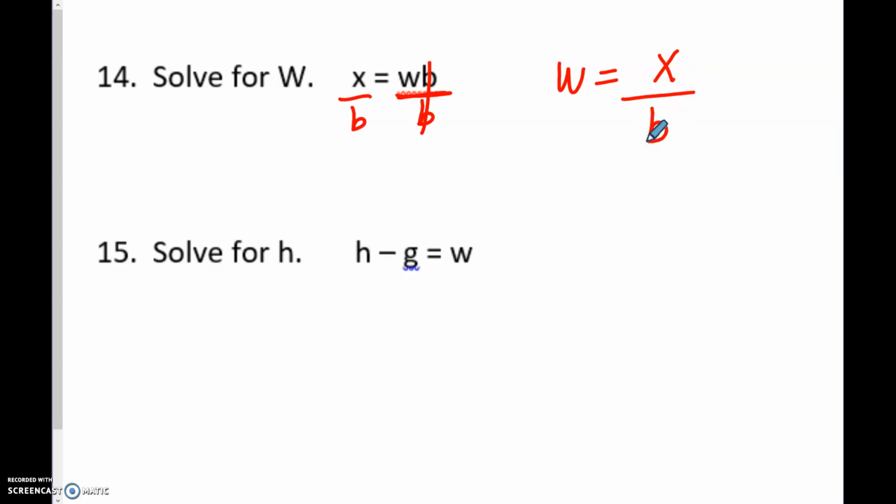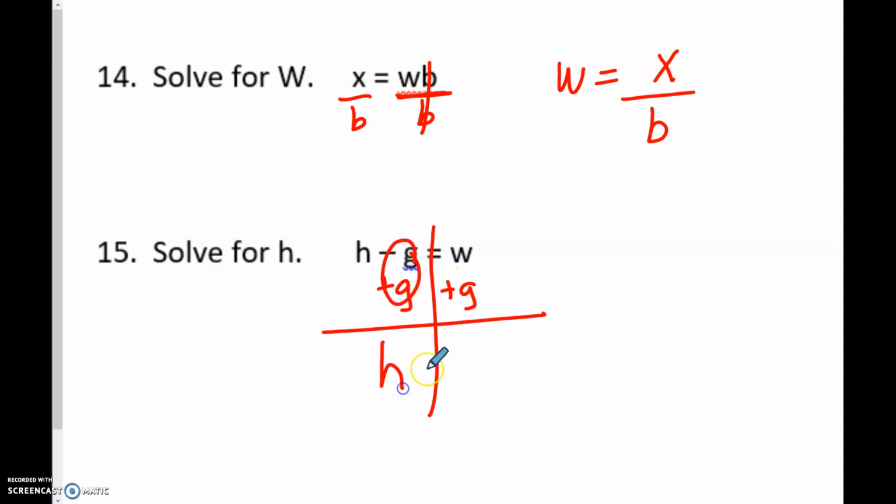All right, in number 15, they want us to solve for h. Well, what's by h that I need to move? And how do I move that away from the h? Because that says minus g, I am going to add g to both sides. So this cancels out, and I have h equals, and w and g cannot combine, so I just write w plus g. So h equals w plus g.